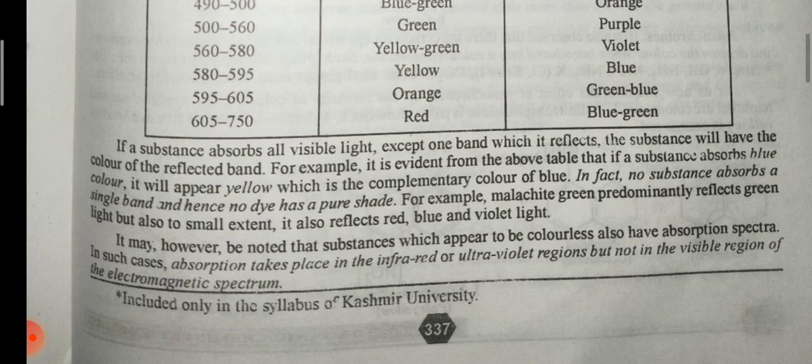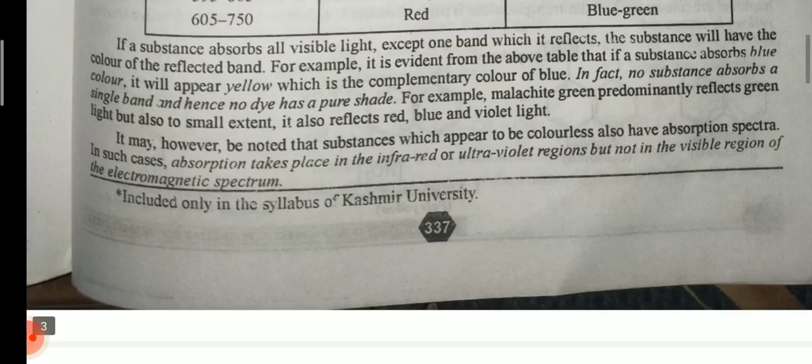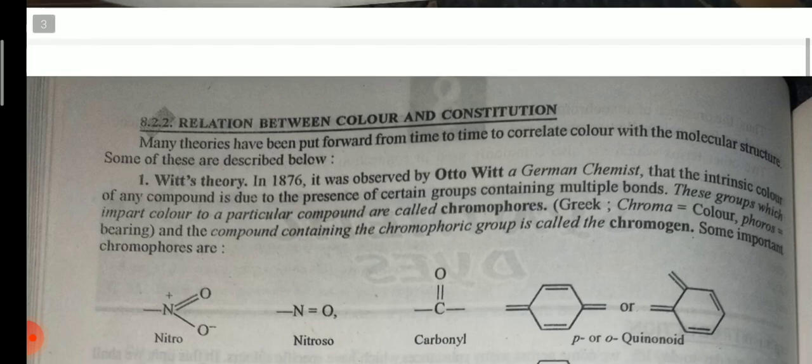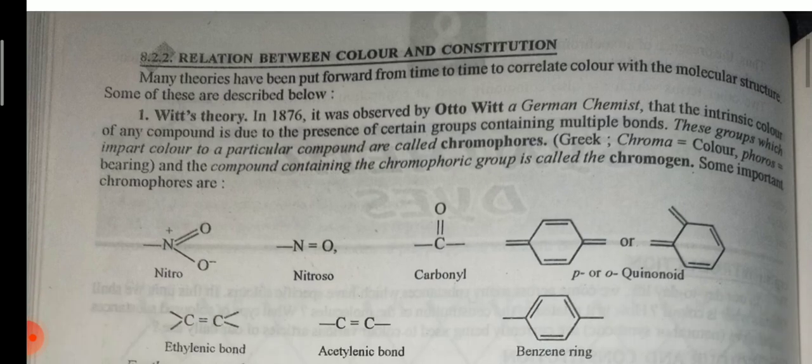It may, however, be noted that substances which appear to be colorless also have absorption spectra. In such cases, absorption takes place in the infrared or ultraviolet regions but not in the visible region of the electromagnetic spectrum. Relation between color and constitution. Many theories have been put forward from time to time to correlate color with the molecular structure. Some of these are described below.